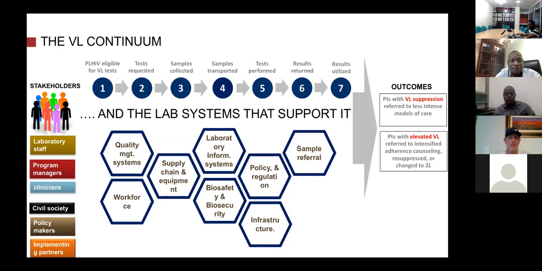You see the viral load cascade, right from patient identification to result utilization. There are quite a lot that happens in between there. And what we are going to be discussing here is part of what really happens to make sure that the patient identified will ultimately receive a service that impacts their care.